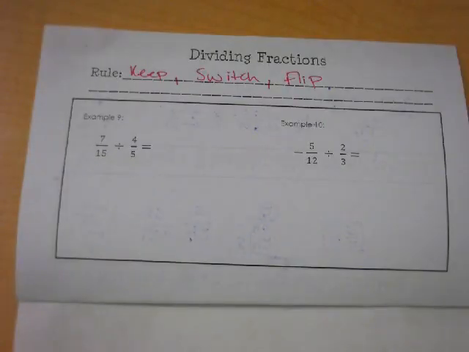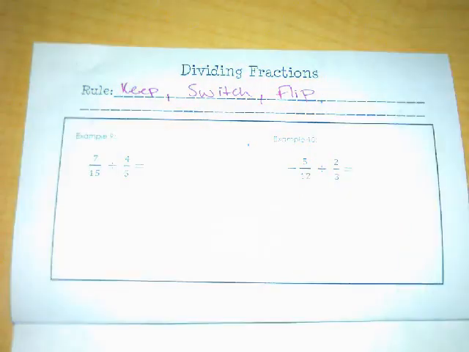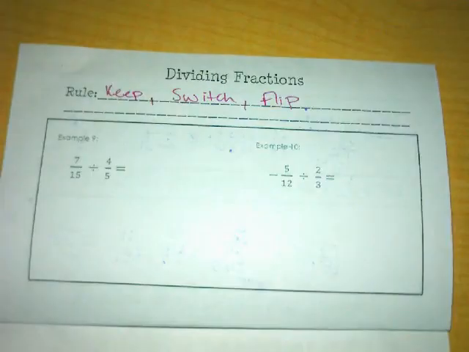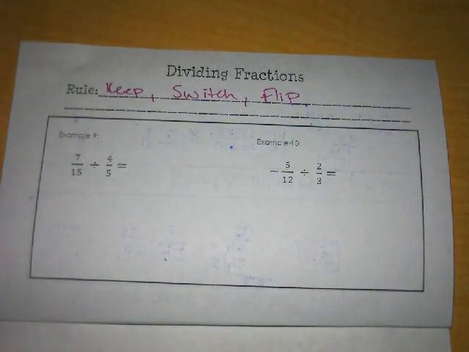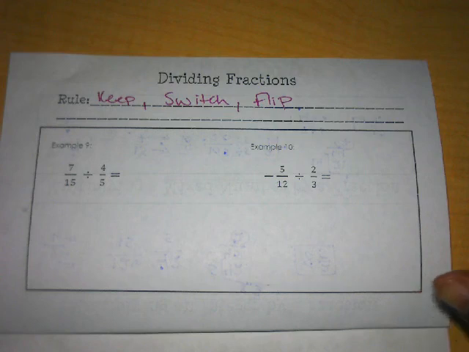Alright, so next we have the dividing fractions tab. And so the first thing we need to look at is, and I'm sorry my room light went off, but we should be fine. The first thing we need to look at is the rule. So at the top, we're going to write keep, switch, flip. That's the rule we use to multiply fractions. So you keep the first fraction, you switch the operation, and then you flip the second fraction.